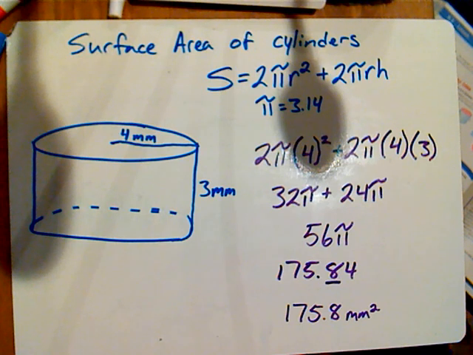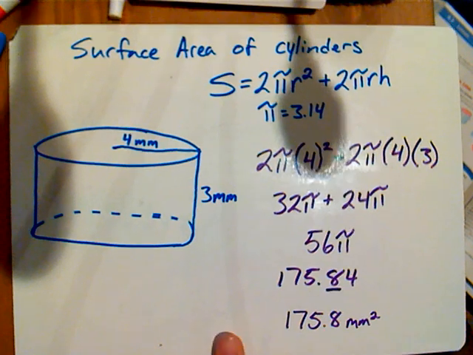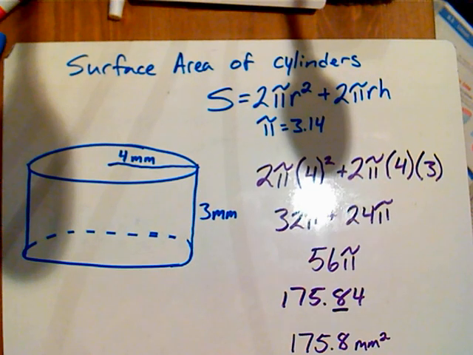Like I said, cylinders are pretty easy because really all you're doing is just plugging in the numbers where they go in the equation. All right? So that is cylinders. Now we're going to go ahead and move on to cones.